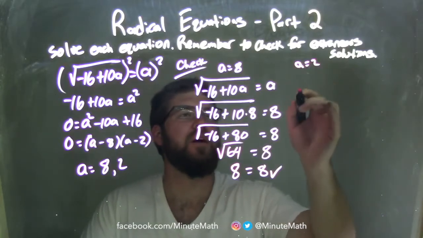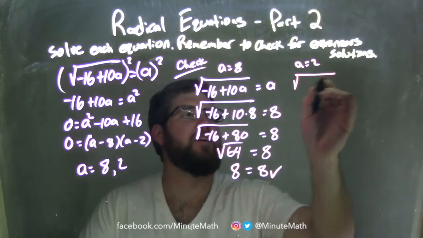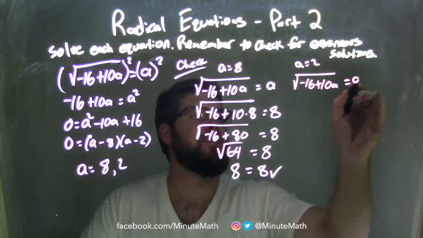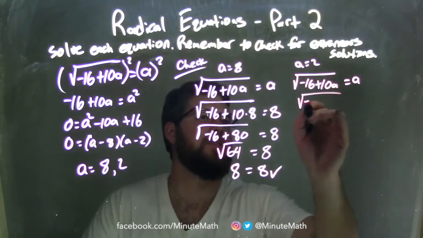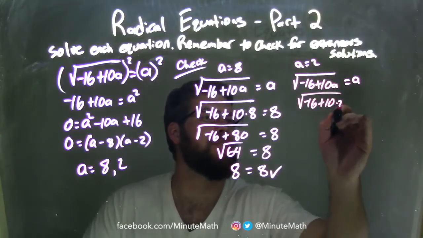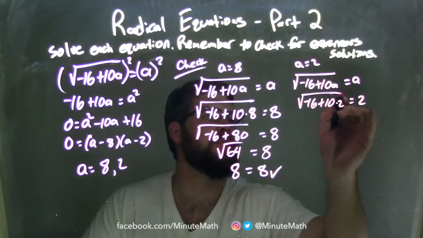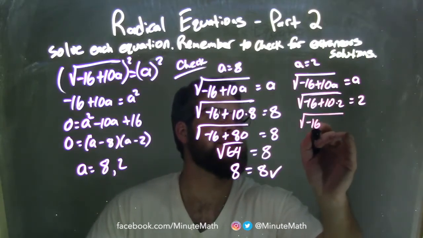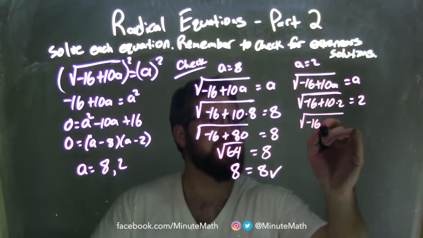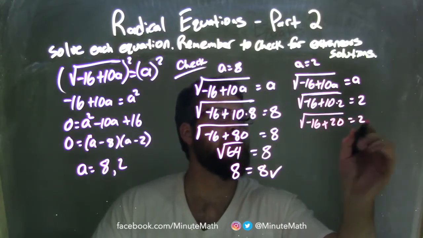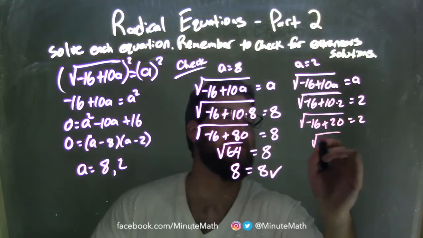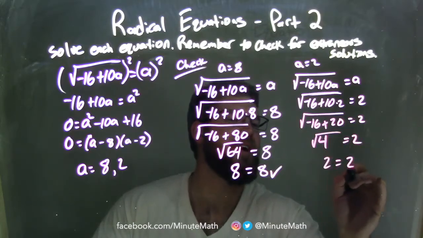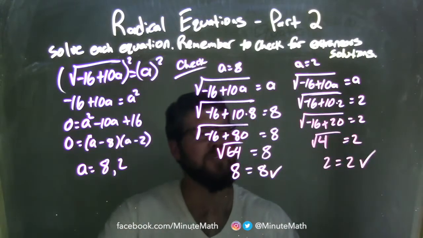A equals 2. So I'm going to rewrite our equation. Negative 16 plus 10A equals A. And we're going to plug a 2 in. So we have negative 16 plus 10 times 2 equals 2 here. Well, 10 times 2 is 20. So we have negative 16 plus 20 equals 2. Negative 16 plus 20 is 4. So we have square root of 4 equals 2. Square root of 4 is 2. And in this case, my left and right hand side also are equal.